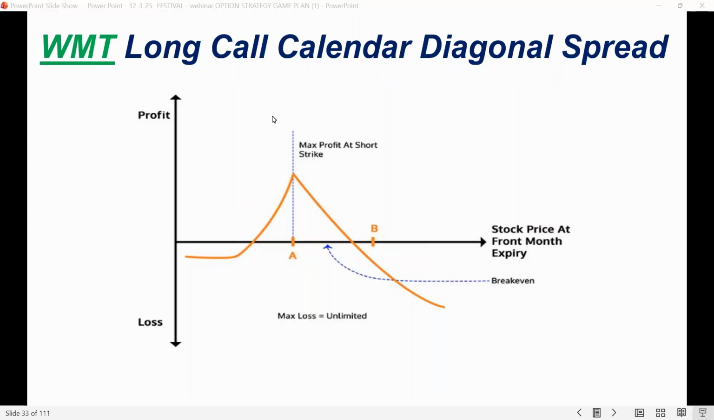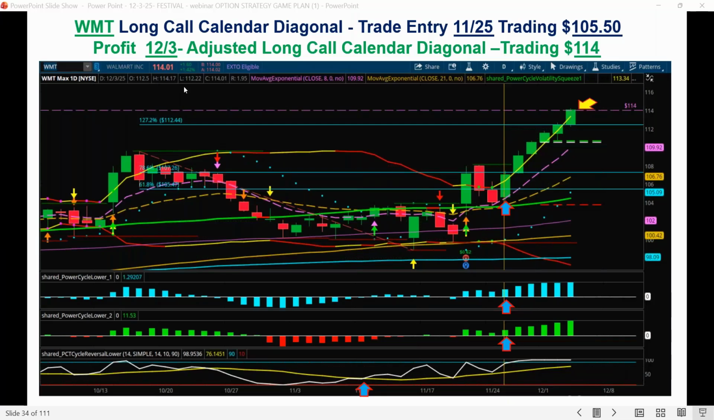Now this is one that we still currently have on. This is a Walmart. We did this as a long call counter diagonal, and it was an alert trade that we are still currently in. I took this picture just this morning to show you. We set this trade up on the 25th, right here, and Walmart was trading at 105.50. Earlier today, it was trading right here at 114. So we got in right here, perfect entry.